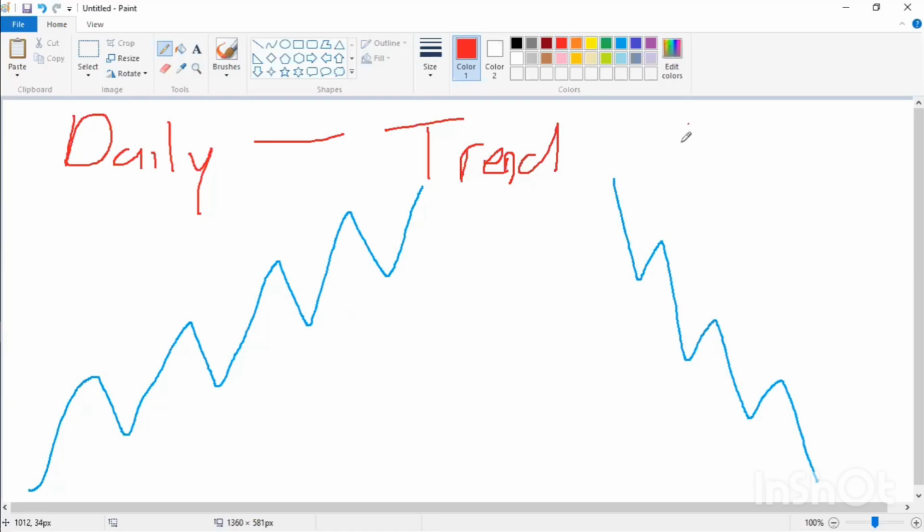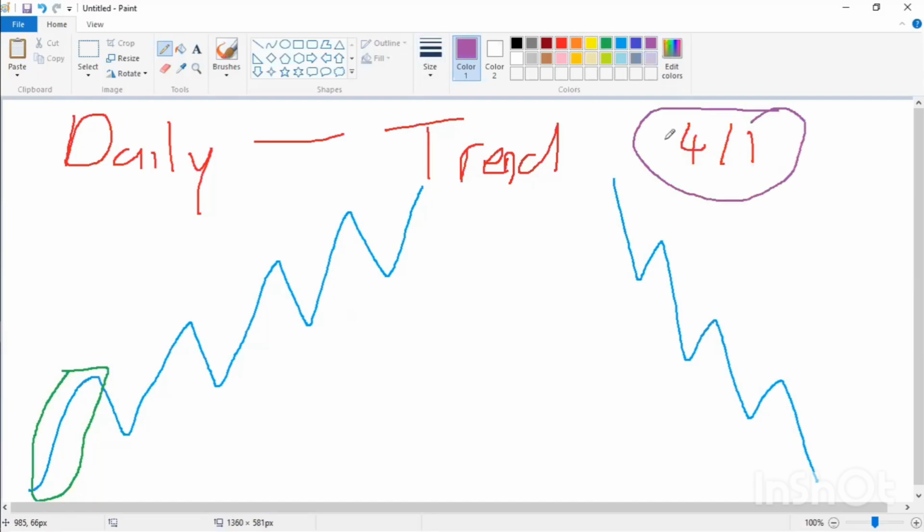Now you go to 4 hour and 1 hour, and you look for the higher lows. If this is daily here, and you go to 4 hour, we use both. Remember, we use these two together. If you go to 4 hour and 1 hour, you're going to see this higher low, higher low, higher low. So this is where you're going to buy. You buy on the 1 hour and 4 hour higher lows here. That's where we buy.